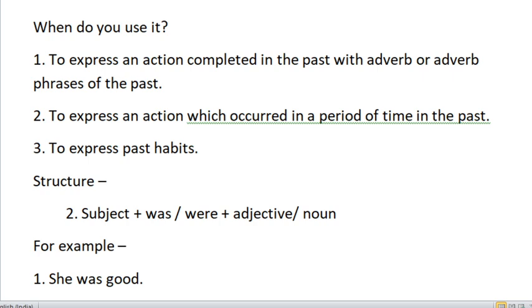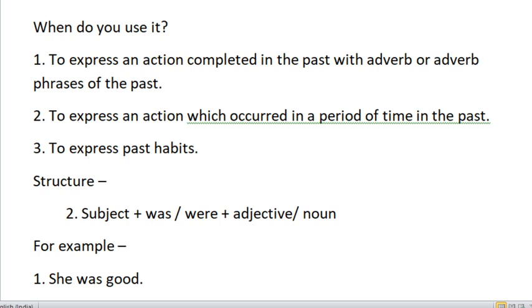The second one: to express an action which occurred in a period of time in the past. पास्ट मध्ये कधीही घडलेली घटना असेल ती तुम्ही सिंपल पास्ट मध्ये सांगू शकता. I didn't sleep well. I learned English at Nasik. So any past action you can convert.